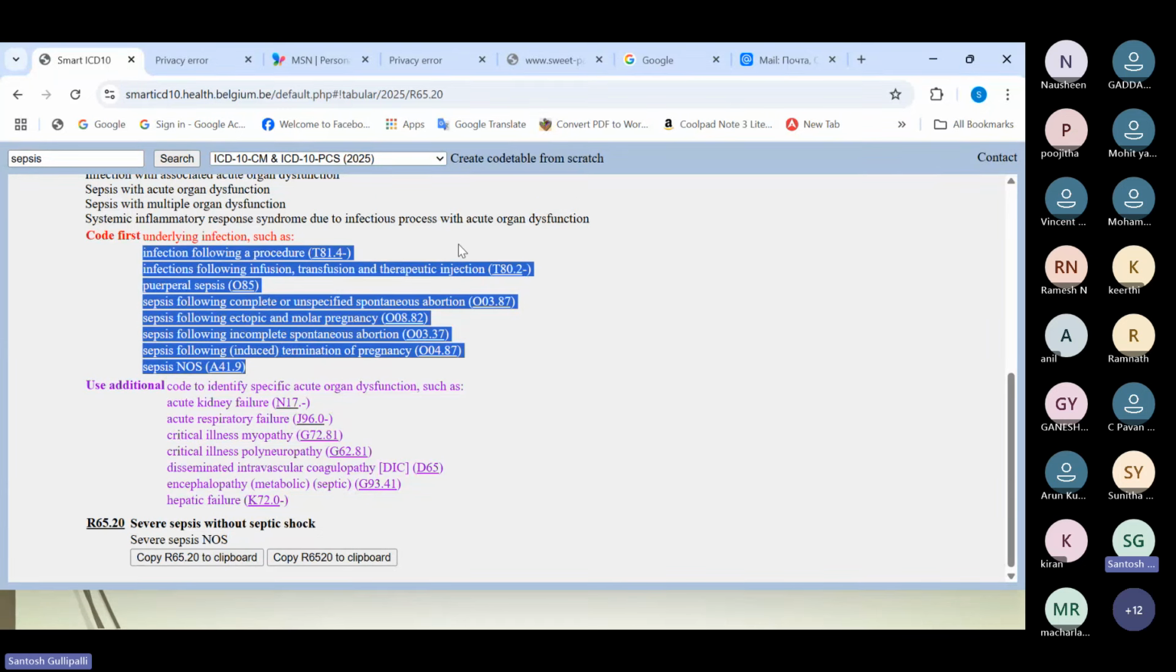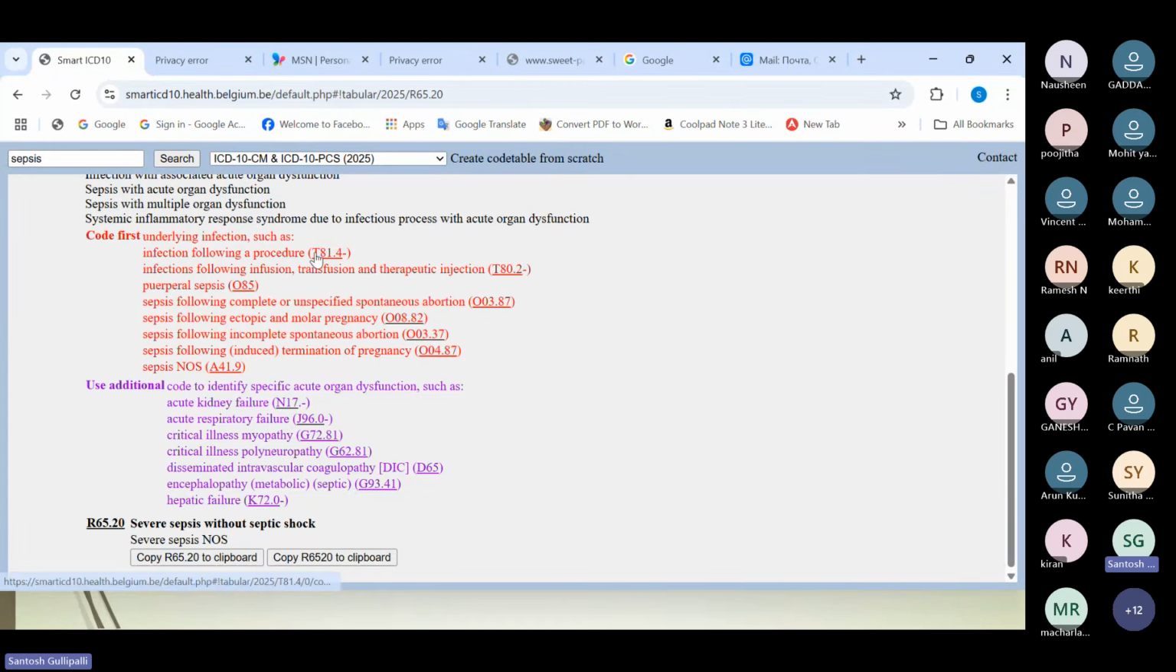For example, severe sepsis following a procedure. The patient had previous surgery, some days back or some years back. For example, an appendectomy was done 10 days back. Now the patient comes for severe sepsis.